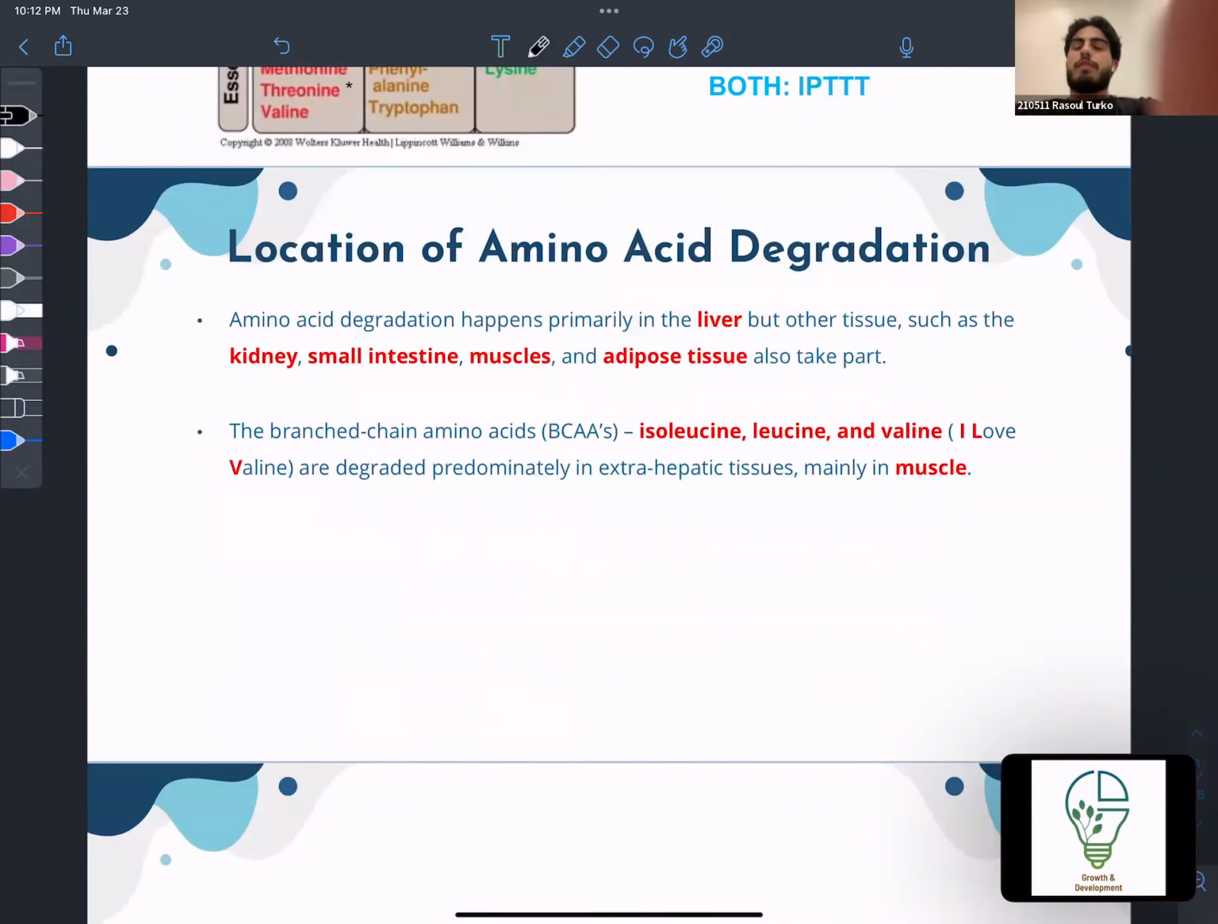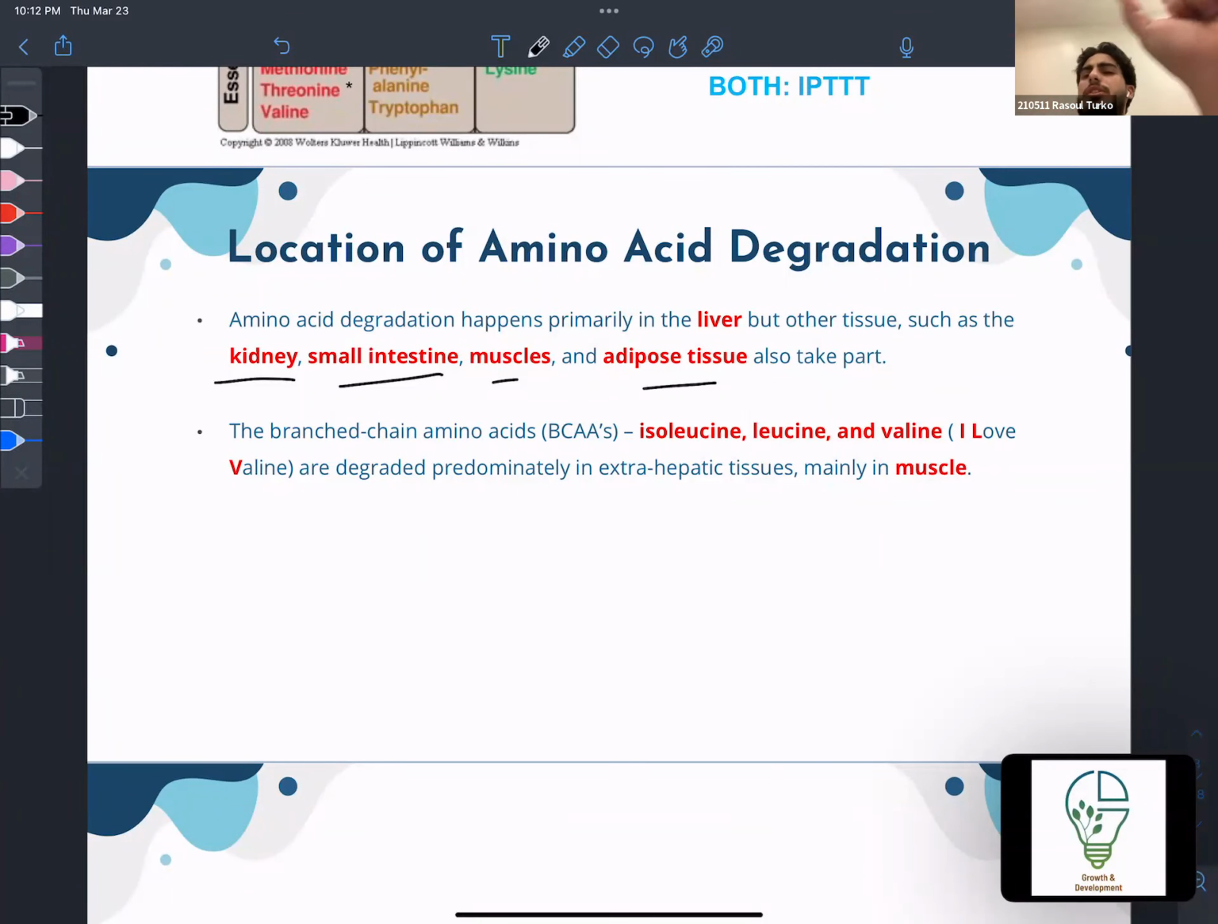Okay, so now for location of amino acid degradation. All this catabolism that happens, which gives us either a ketogenic or a glucogenic amino acid, happens predominantly in the liver. Okay, so most of it happens in the liver. Sometimes it happens in different organs such as the kidney, small intestine, muscles, and adipose tissue, but it mostly happens in the liver.